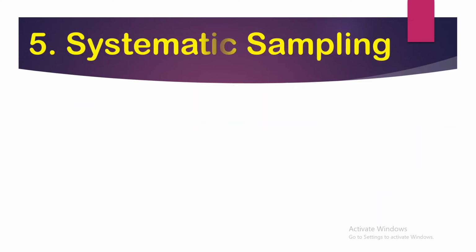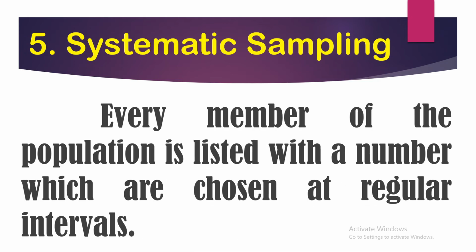The last sampling technique is what we call systematic sampling. Here, every member of the population is listed with a number, and members are chosen at regular intervals. So we assign numbers to every member of the population, then select one number and use that number interval to select the other members of the sample.